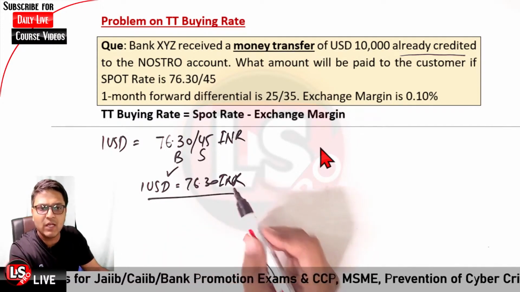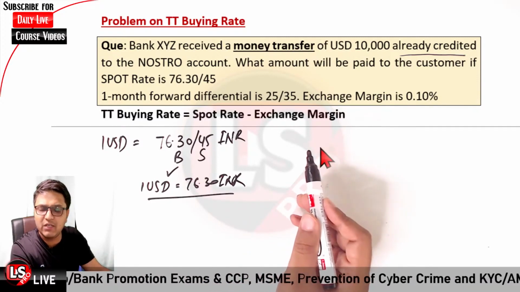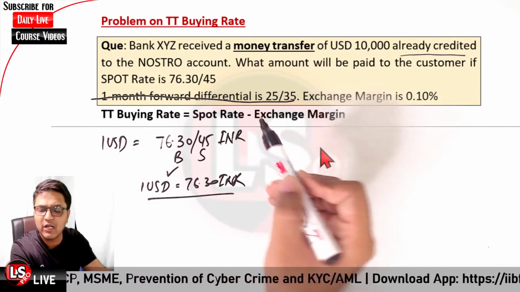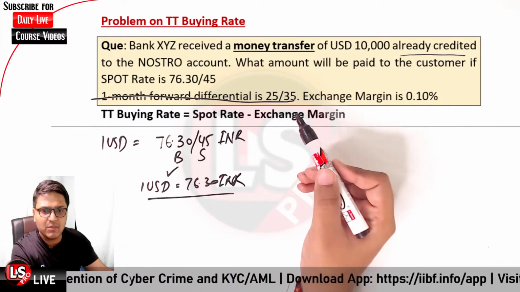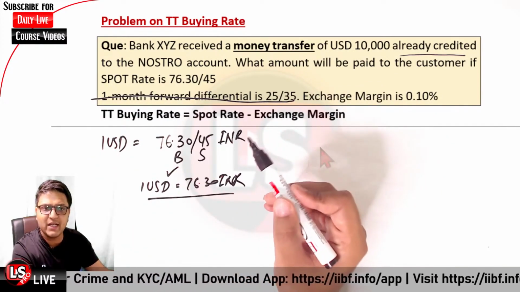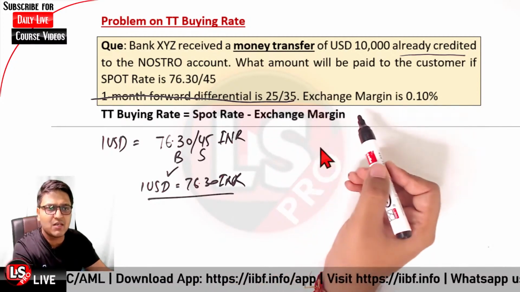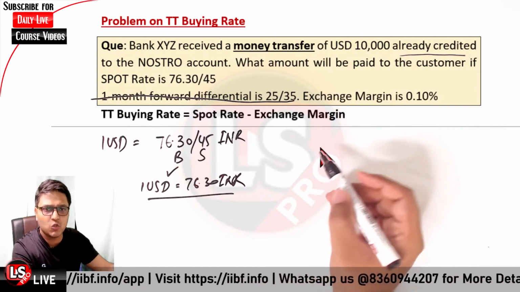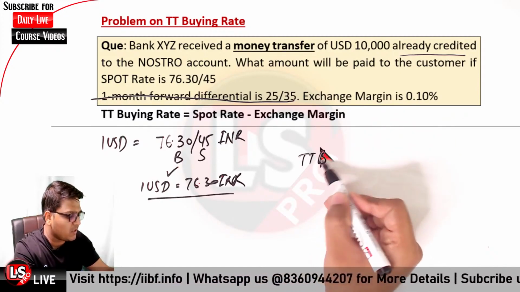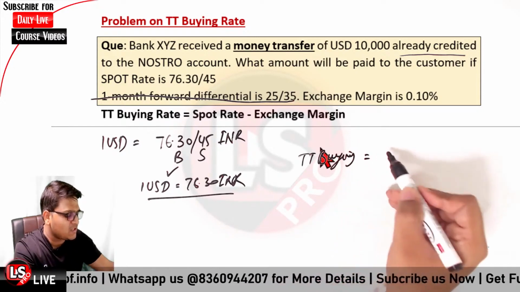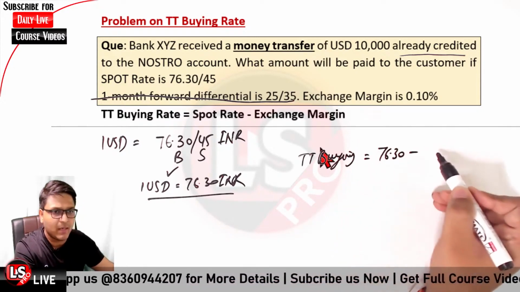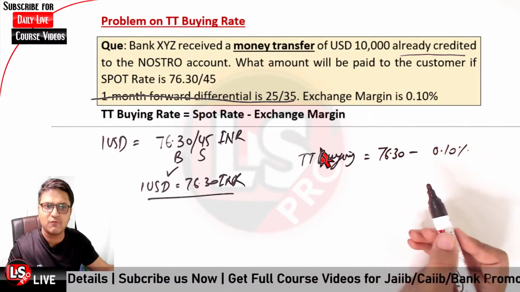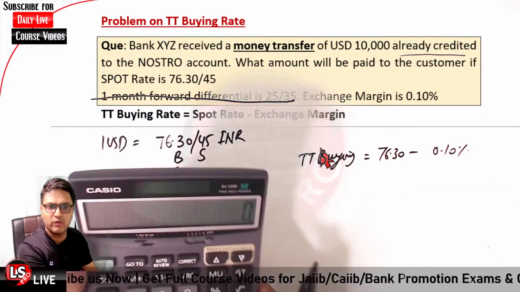And further, 1 month forward differential is given to be 25/35. Is it applicable? No, it is not applicable, because the transaction has already been settled. So we need not require any kind of forward differentials. Exchange margin is given to be 0.10. So what would be the TT buying rate? As per the formula, we will take the spot rate, that is 76.30, minus 0.10%, because we need to subtract the exchange margin from the spot rate itself.